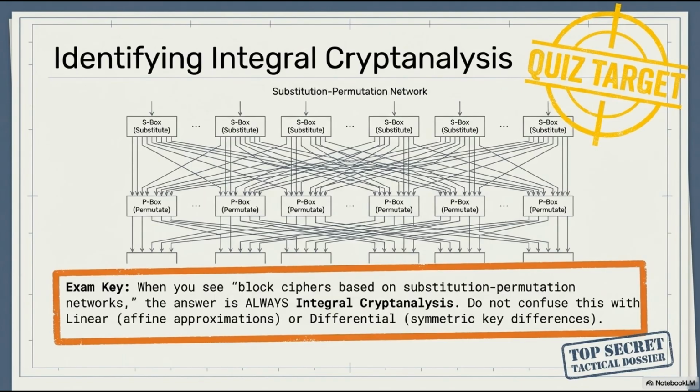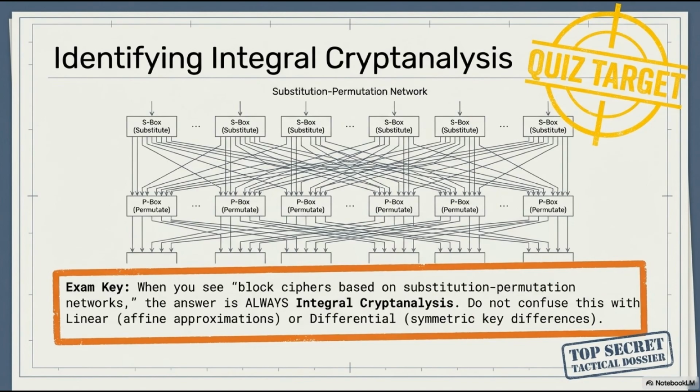Yes, absolutely non-negotiable. When you see block ciphers based on substitution permutation networks, the answer is always integral cryptanalysis. Always. It is a hard mapping. Do not pick linear. Do not pick differential. SP networks equal integral cryptanalysis.